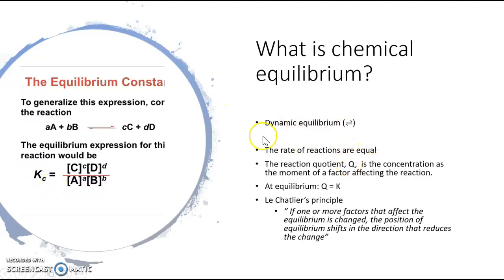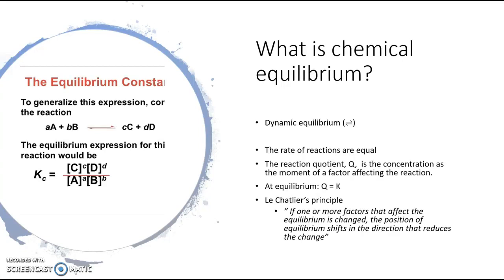So as I said, the rates of reaction are always equal in a chemical equilibrium. When we look at the reactions, there will be this reaction quotient called Q, which is the concentration at the very moment we change the reaction, so at the very moment there is a factor affecting the reaction. At equilibrium, Q will always be equal to K, but as you will see later, that can change, and when Q is not equal to K, that's the very moment that we are not at equilibrium anymore.